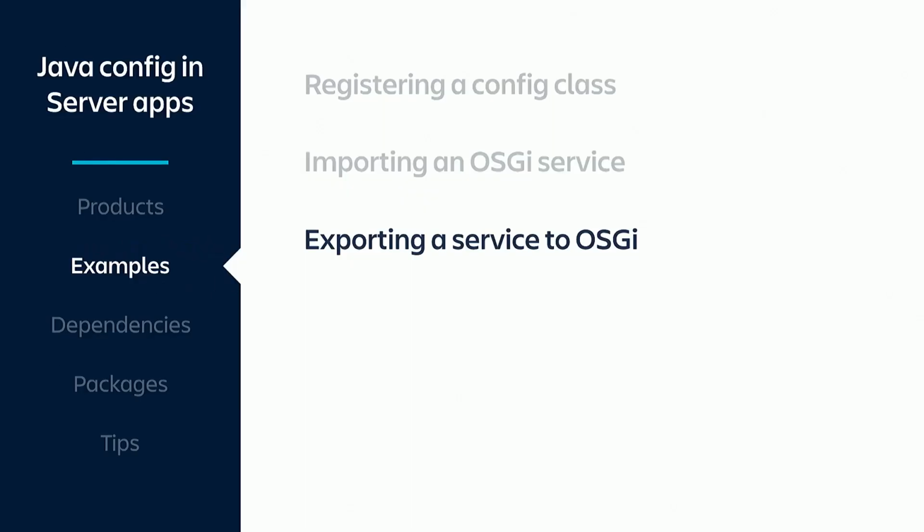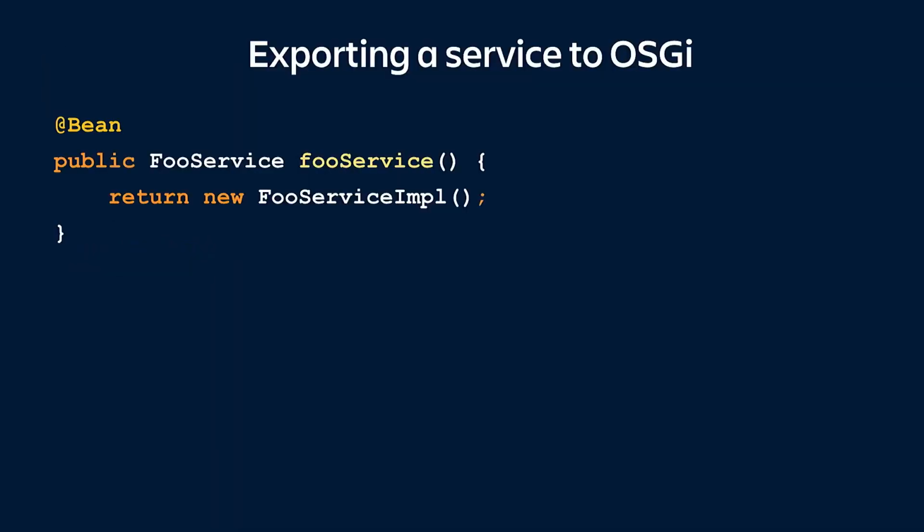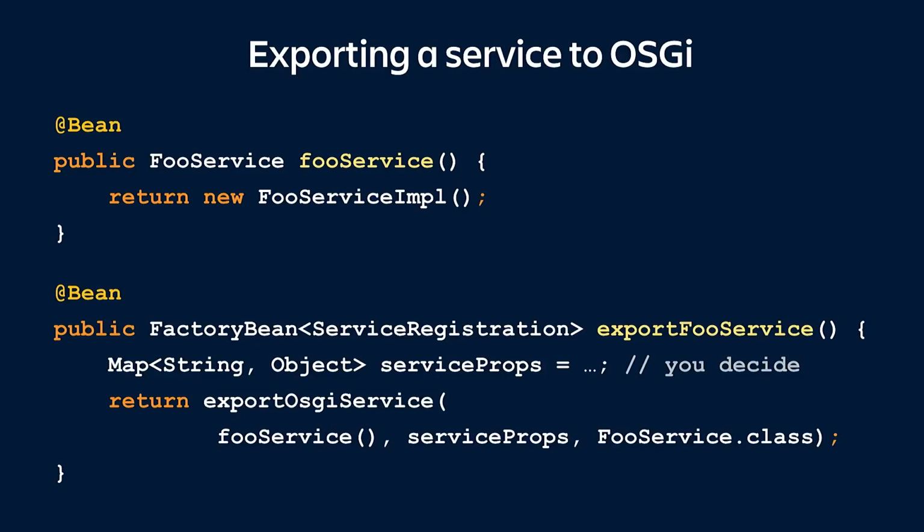To export a service to OSGi is pretty similar. You, first of all, need a bean method that creates the thing you want to export. I mean, no one's going to do that for you. And then you create a second method called export, well, call it whatever you like, and you call export OSGi service. You pass the instance that you're exporting. You pass the interface, or can be multiple interfaces. This is a vararg argument here. You pass the interfaces that your instance actually implements, same as you would in Spring Scanner.